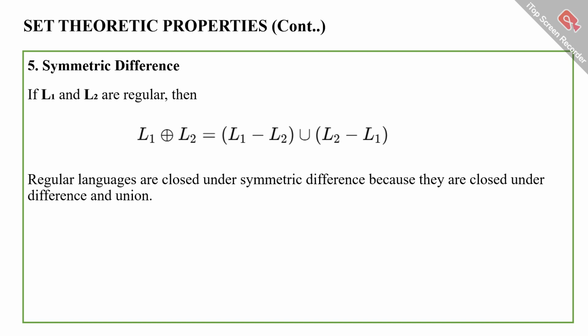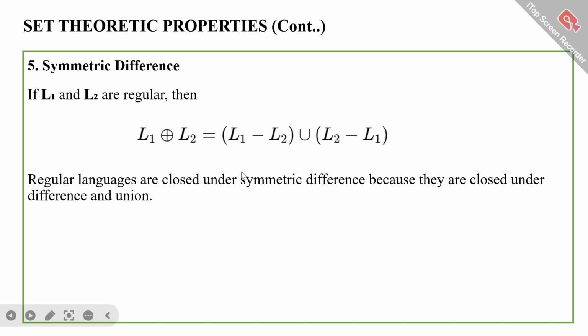It is 3, 4, 5 in L2. So we have to remove 3 and 4 because these two are common elements between set A and B. The remaining element in set B is 5. So finally we have to take the union. So the symmetric difference between L1 and L2 is 1, 2 and 5. So this is the symmetric difference. This is one example for symmetric difference.